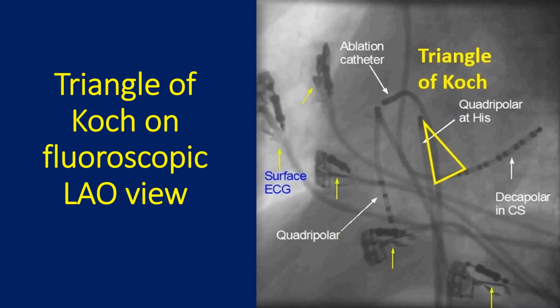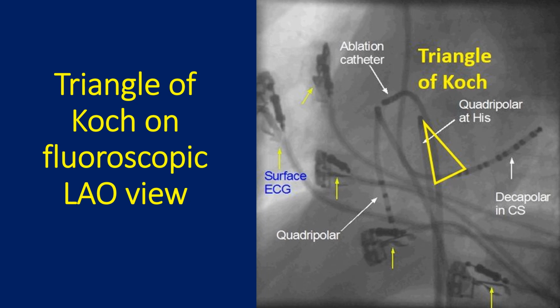Approximate position of triangle of Koch in the left anterior oblique fluoroscopic view. The tip of the quadripolar His bundle catheter marks the approximate position of the apex of the triangle. Proximal portion of the His bundle catheter will be roughly along the eustachian ridge and tendon of Todaro. Decapolar catheter in the coronary sinus identifies the base of the triangle of Koch.